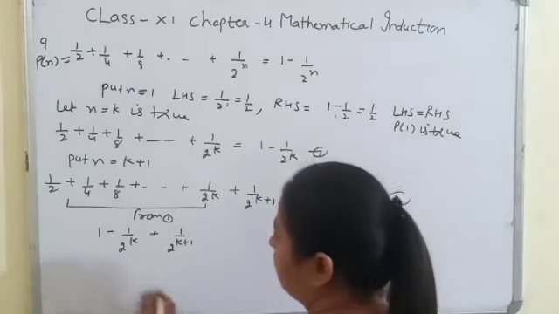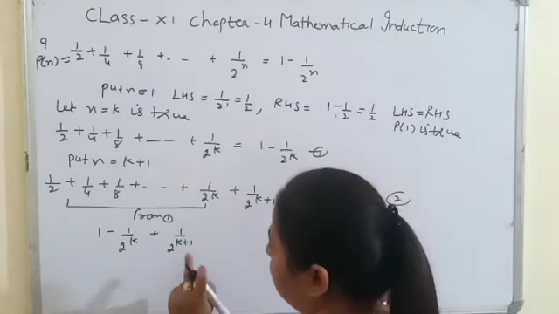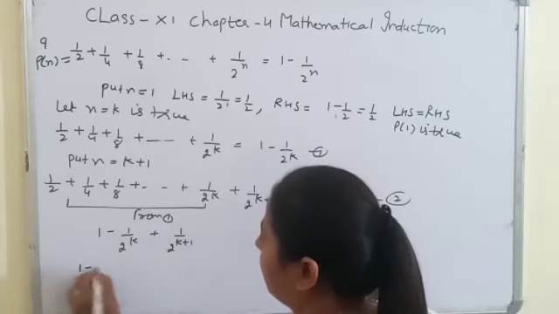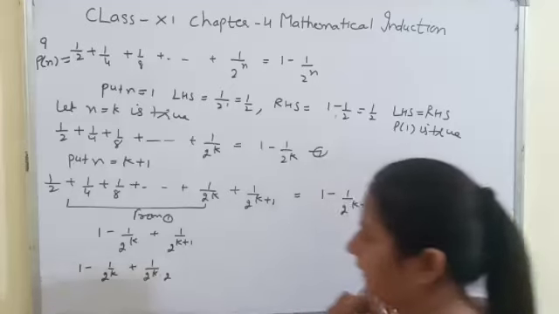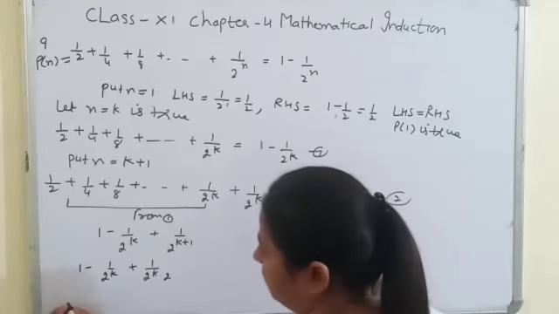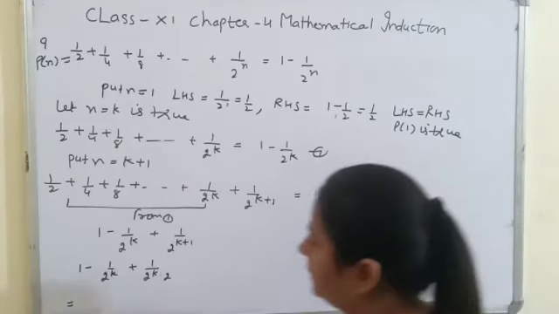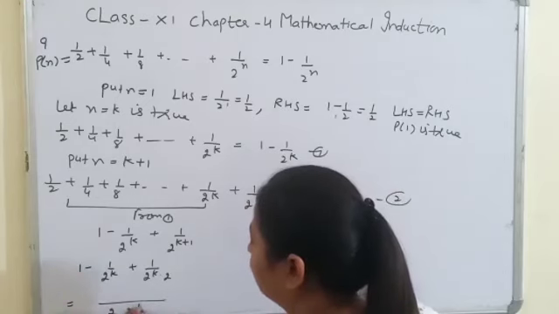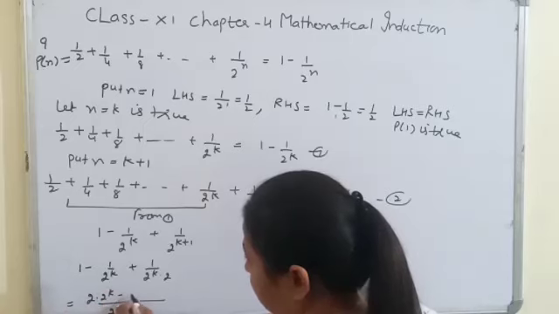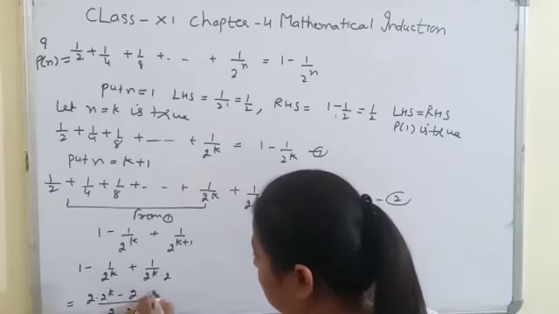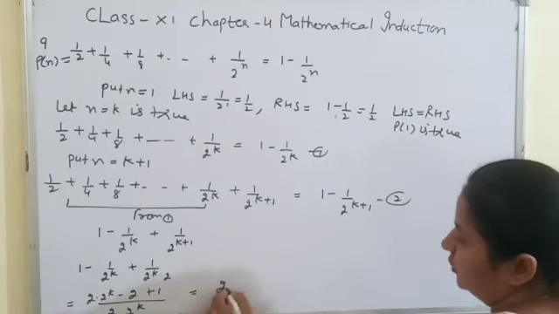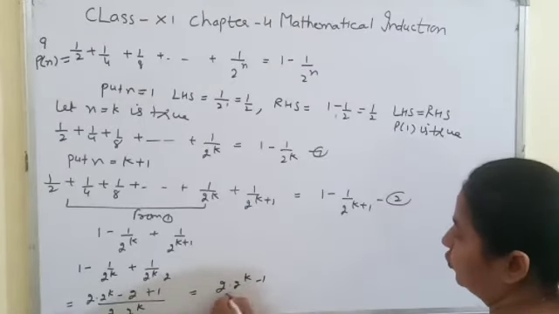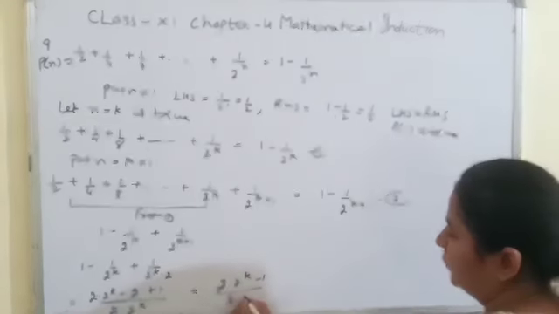So let's see how we can take the LCM. Firstly, we can split this denominator, 1 minus 1 by 2 power k, 2 power k plus 1 as 2 into 2 power k. We can write it like this. Now take the LCM. LCM is 2 into 2 power k. So 2 into 2 power k minus 2 plus 1. So it is equal to 2 into 2 power k minus 1 upon 2 into 2 power k.